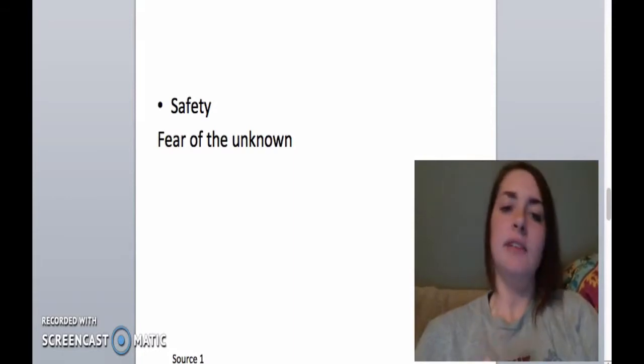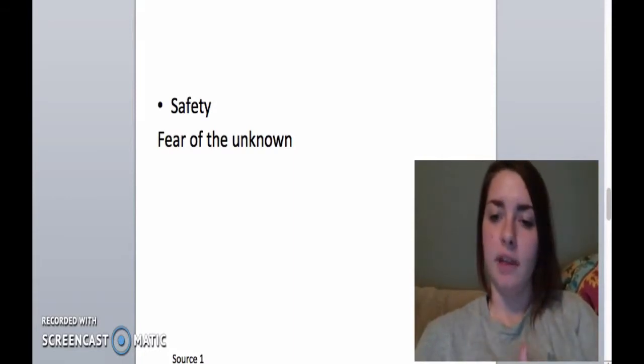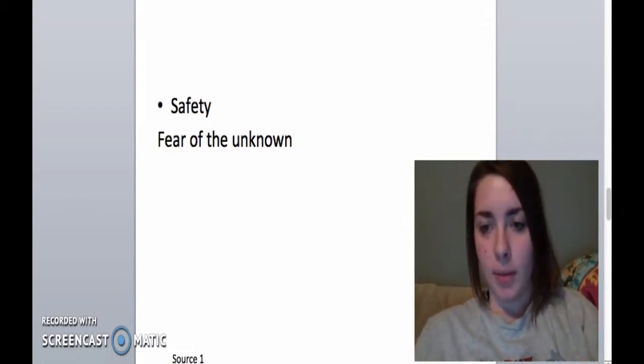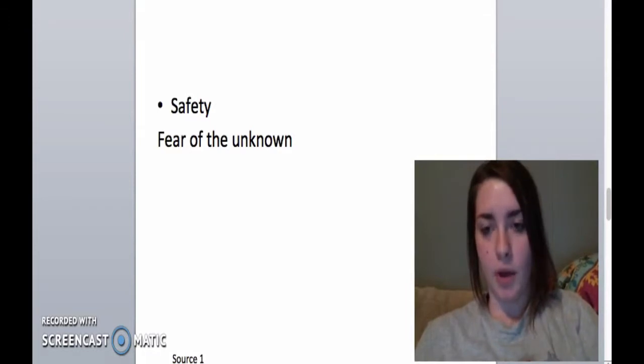Another con is safety, and this is basically fear of the unknown. So what I read in the articles is that we basically don't know a lot about the long-term safety effects for the genetically modified baby. So it's kind of a gray area, and a lot of people are really iffy about what will happen in the future.